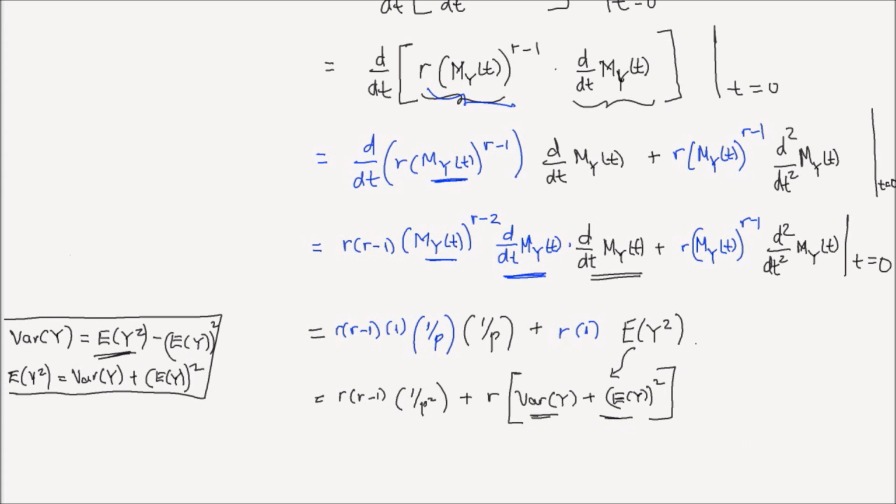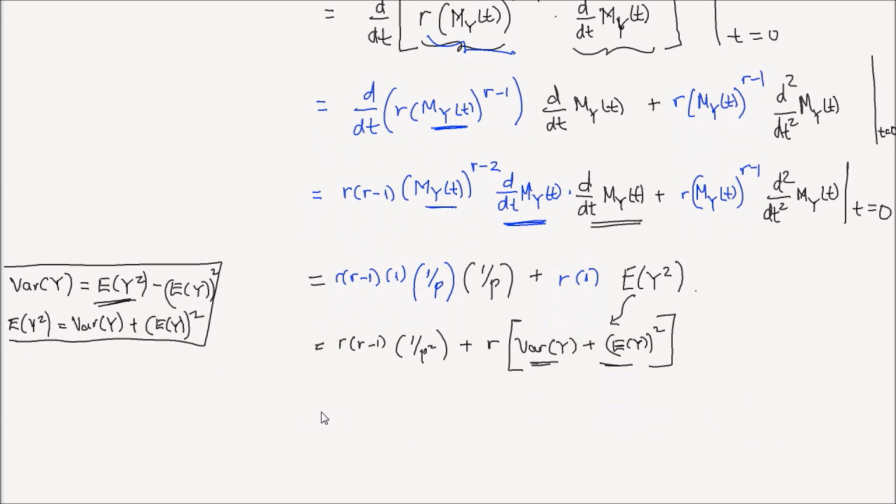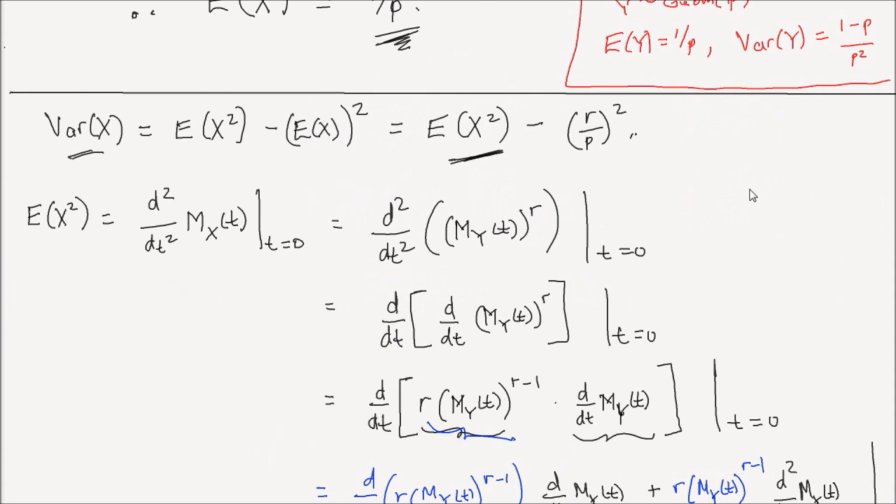And we know the variance of y. Y is a geometric random variable, and we know its variance, and we know its expectation. So this whole expression is going to be equal to r times r minus 1 divided by p squared plus r times the variance of y, which is 1 minus p divided by p squared, and the expected value of y is 1 over p, so this is 1 over p squared. Now this is the expected value of x squared. But what we need is the variance. In fact, we have shown here that the variance is going to be the second moment minus r squared over p squared. We now have the first moment, so we plug it in here and find our variance.